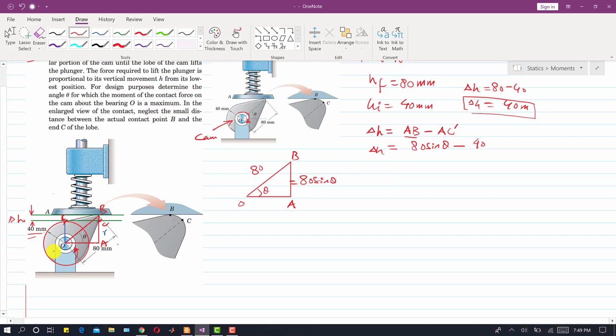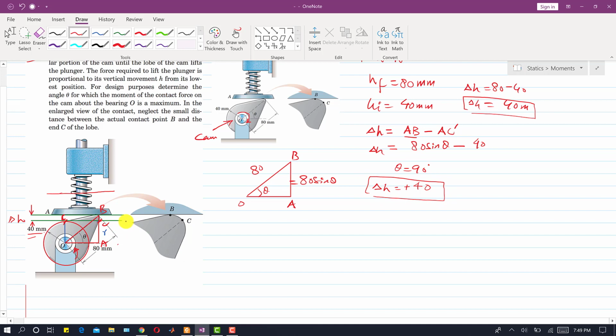Now let's suppose this cam is moving counterclockwise, in this direction, right? So when it moves like this, when this OB, this cam, becomes vertical, let's suppose that C point is somewhere here, so then this plunger will be here, as we have discussed earlier, right? So when theta is 90, we can calculate this delta h. So when theta is 90 degrees, delta h will be how much? It will be 80 sine of 90, which is 1, so it will be 40, right? So this is delta h is plus 40.